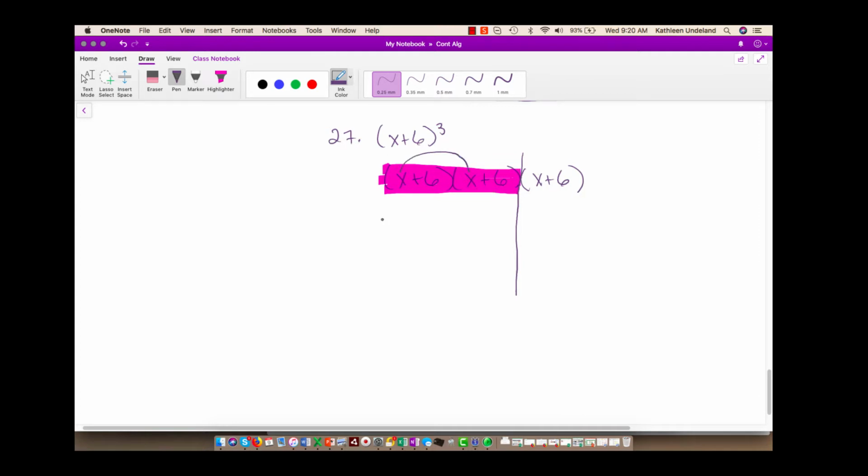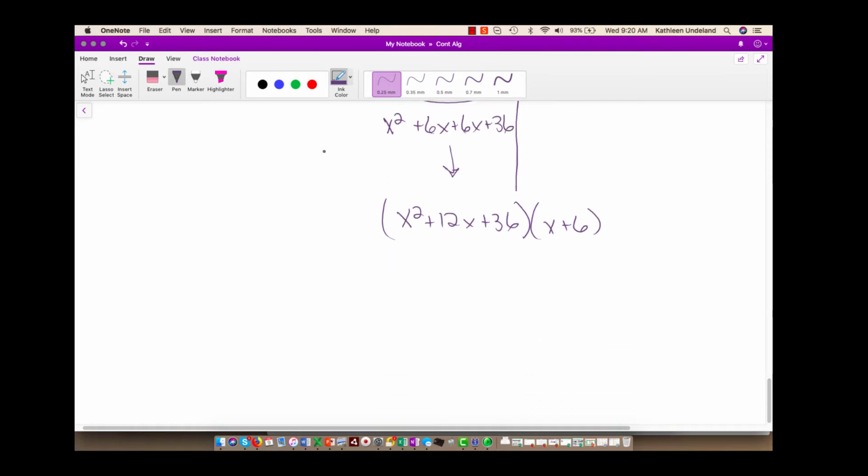So x squared plus 6x for the outside and plus 6x for the inside and plus 36 for the lasts. Simplified, we have x squared plus 12x plus 36. Remember, that's only the first two. We still have times the quantity x plus 6.